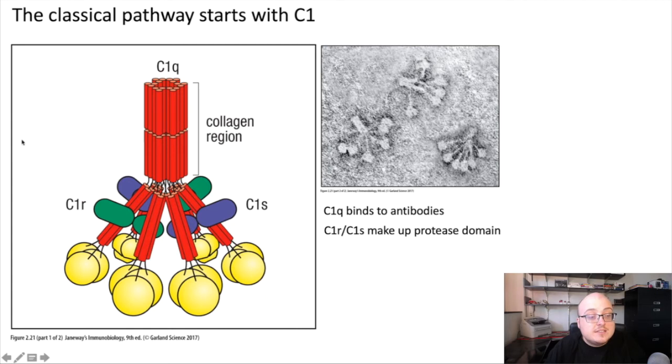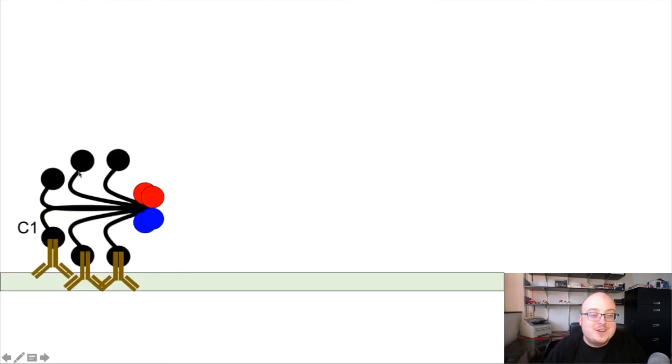In contrast, C1r and C1s make up the proteolytic domain of the C1 molecule. So they have the protease activity, and they actually cleave the next protein in the signaling cascade. So we can look at it this way with my drawing, which isn't quite as pretty, but ultimately C1 is binding to antibodies on the cell surface. Remember, that is happening through C1q. C1r and C1s here in these colors are going to have the proteolytic activity.